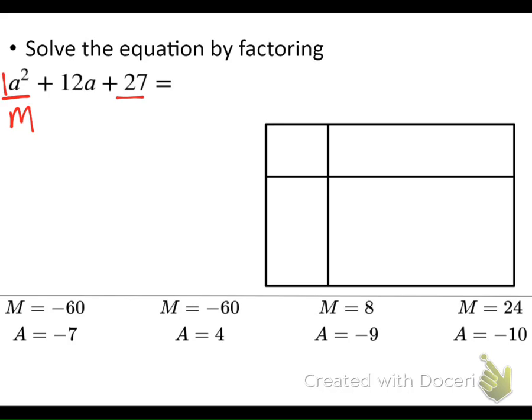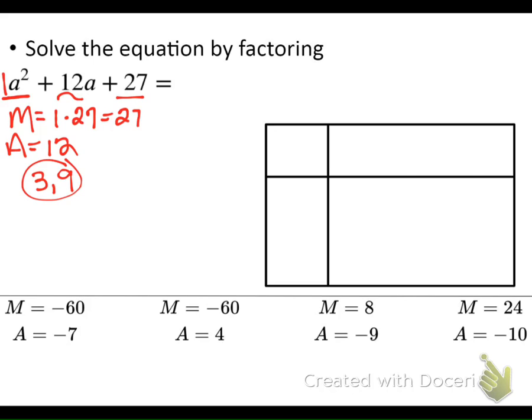So my M is going to be my first coefficient, which I'm going to plug in a 1, times my third coefficient, which is going to be 27. So 1 times 27 equals 27. My A is my second coefficient, which is 12. So I'm going to find what I can multiply together to get 27, and then add together to get 12. It's going to be 3 and 9.